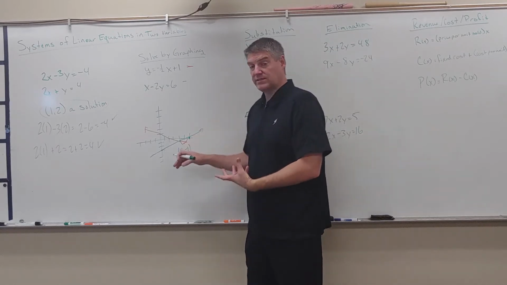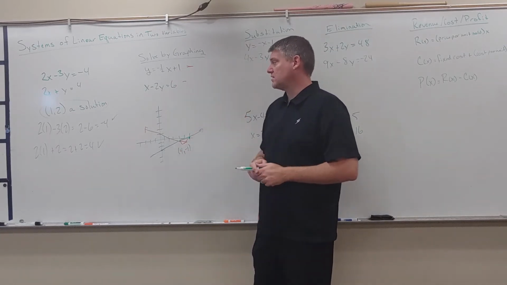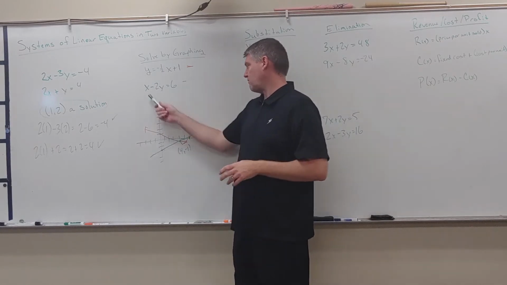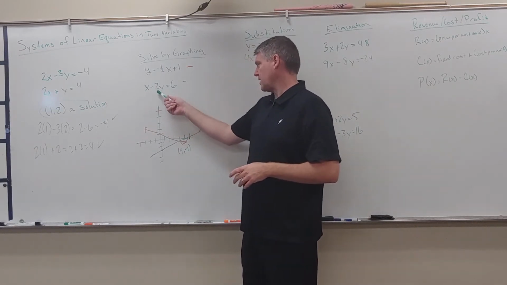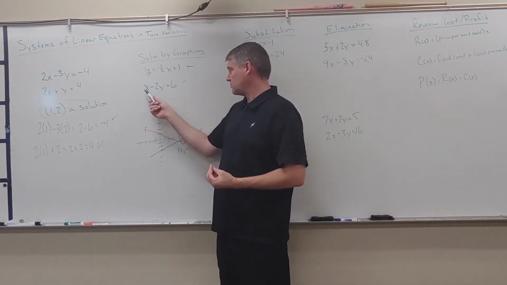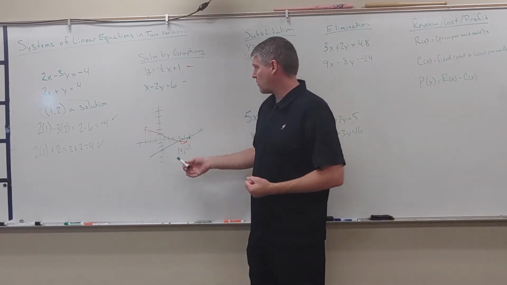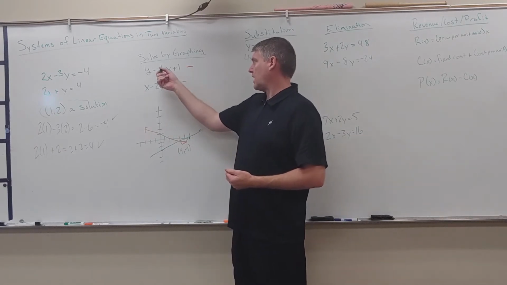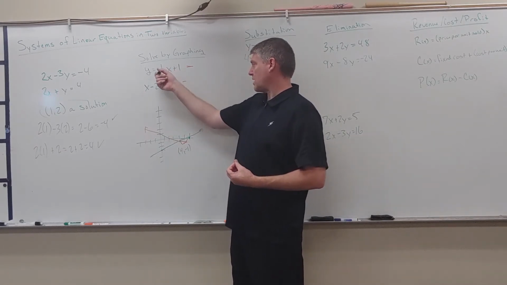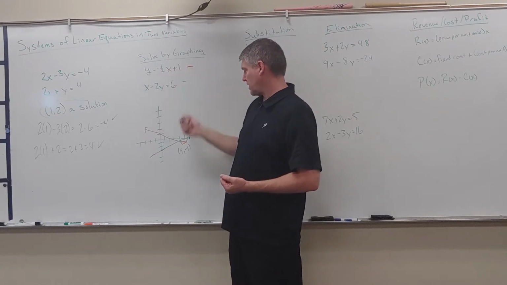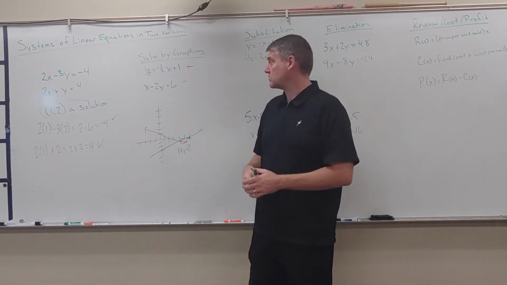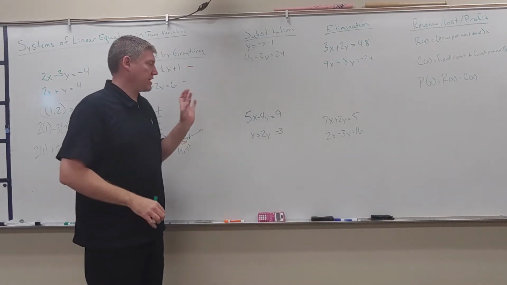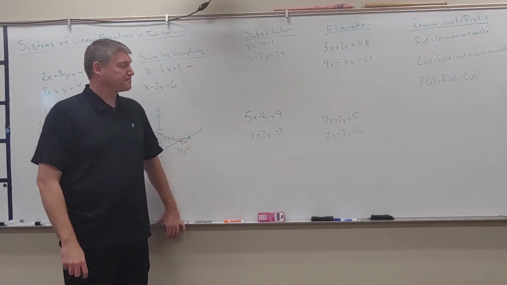Now I can test that by plugging it into both equations. I have 4, and negative 2 times negative 1 gives me a positive 2, so 4 plus 2 is 6. That's true on that one. Now I have 4, so half of 4 is 2, then I make it negative. Negative 2 plus 1 is negative 1. So this is a solution. Graphing is really nice for visual representation.